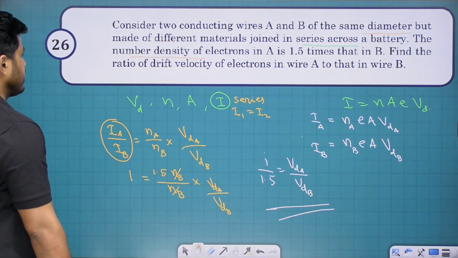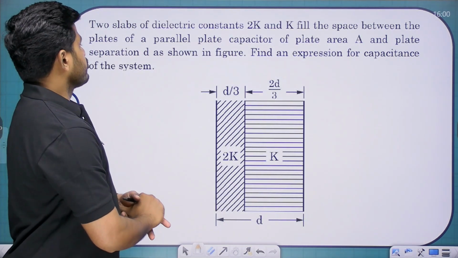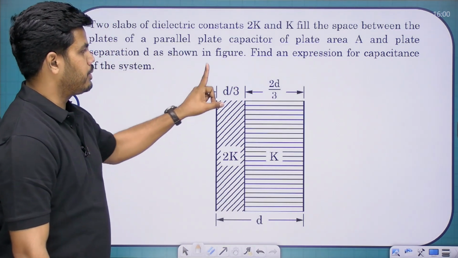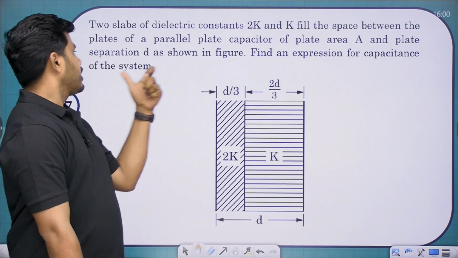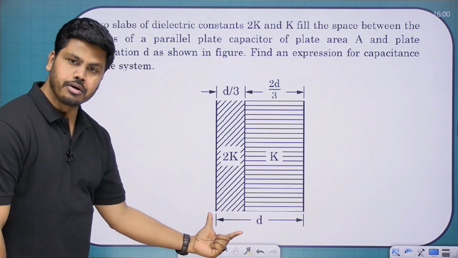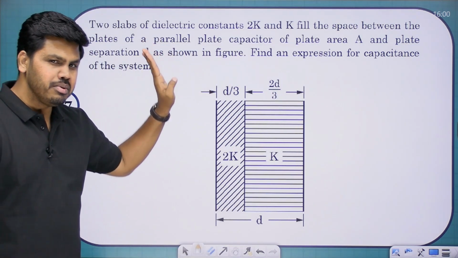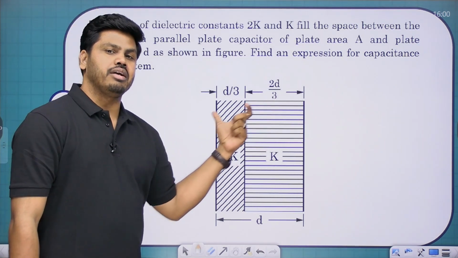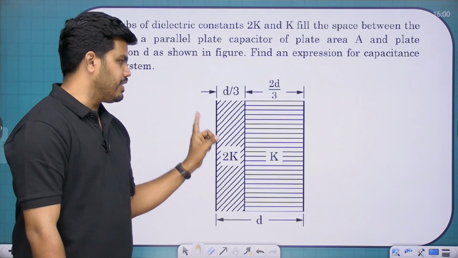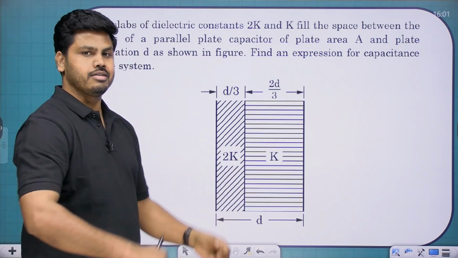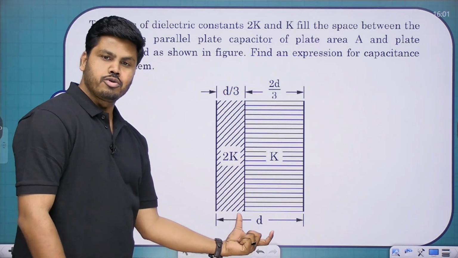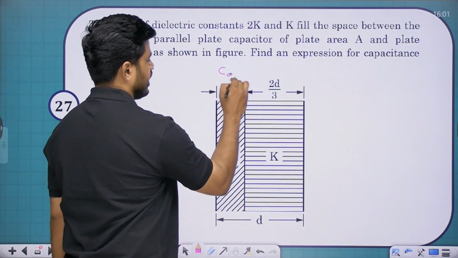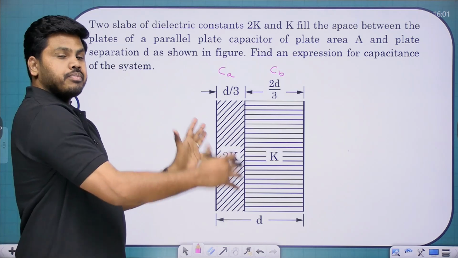Fine. Question number 27. Two slabs of dielectric constants 2K and K filled in the space between the plates of a parallel plate capacitor of plate area A and plate separation D as shown in the figure. See, we have done a similar question before, right, in the 2-mark sessions. There we were asked to compare or get a relation between K, K1 and K2 by comparing two capacitors. So this is only a half portion of it. You can imagine this capacitor as a combination of CA and CB.